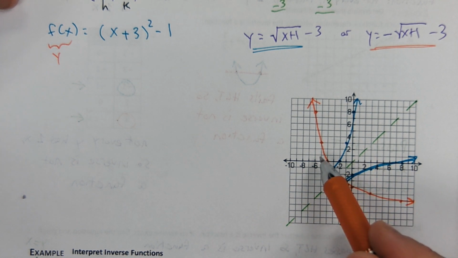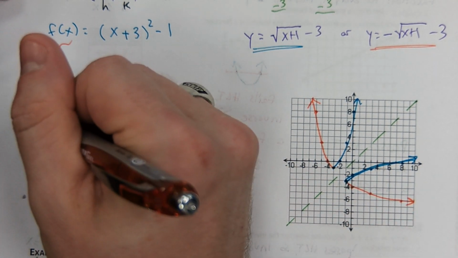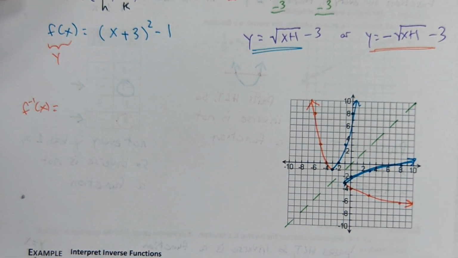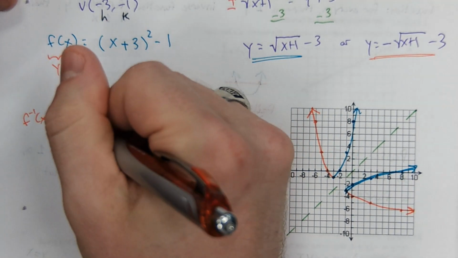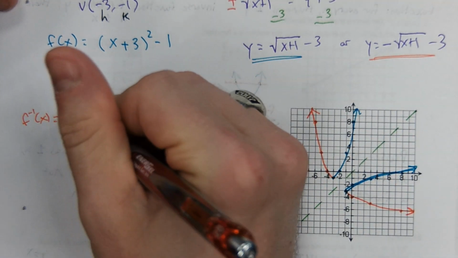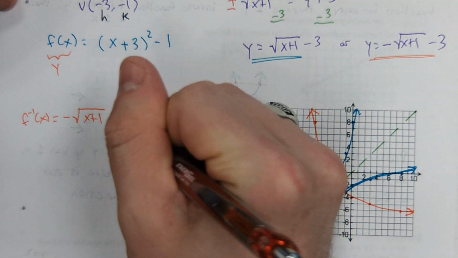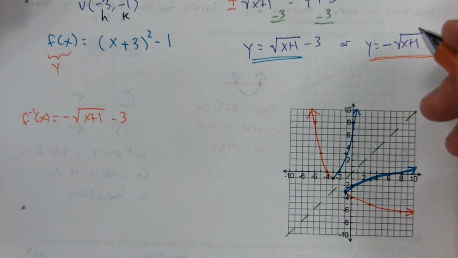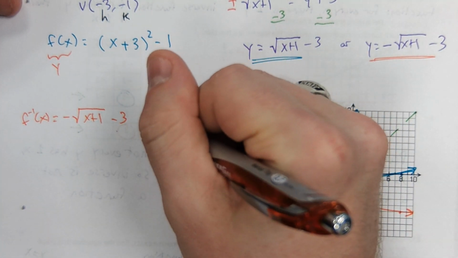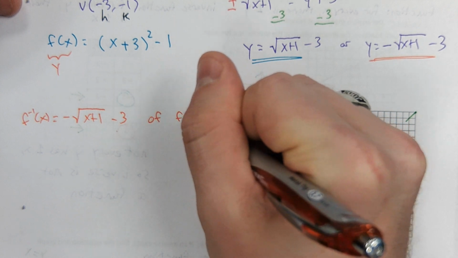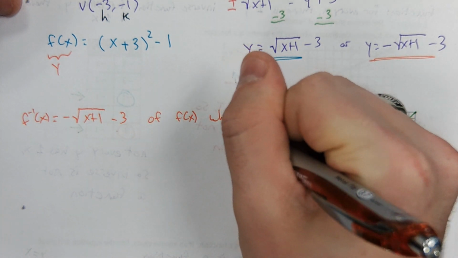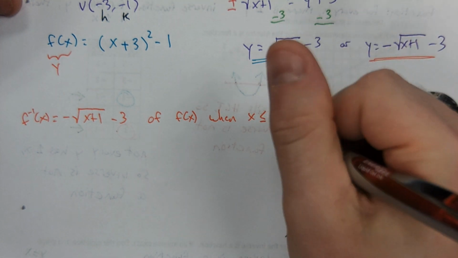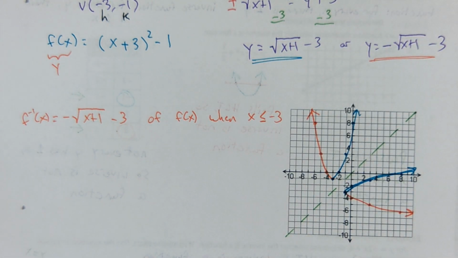I'll do orange first because it's to the left. F inverse of x equals negative square root of x plus 1, minus 3, the inverse of f of x, when x is less than or equal to -3.